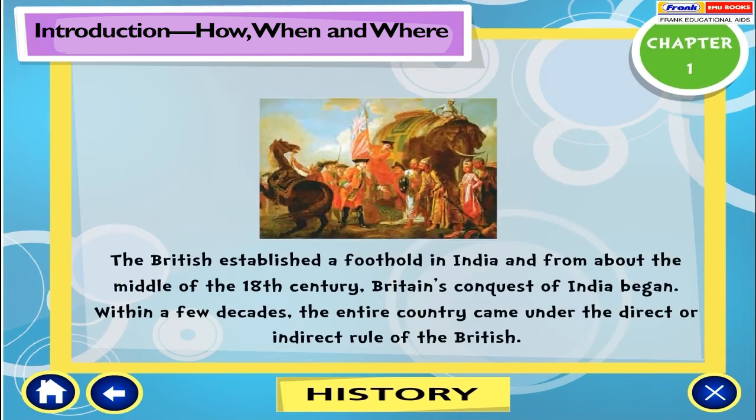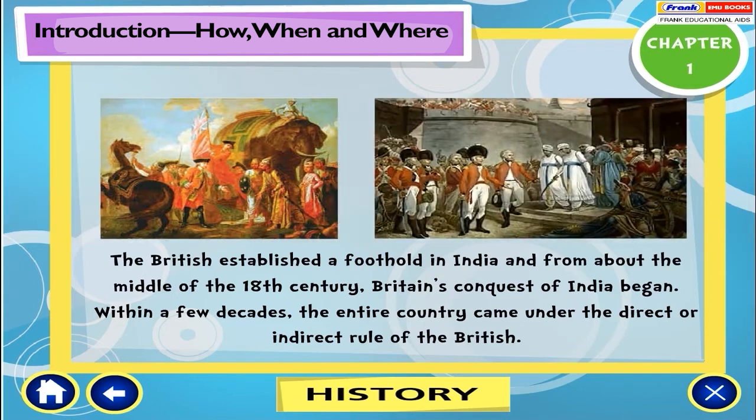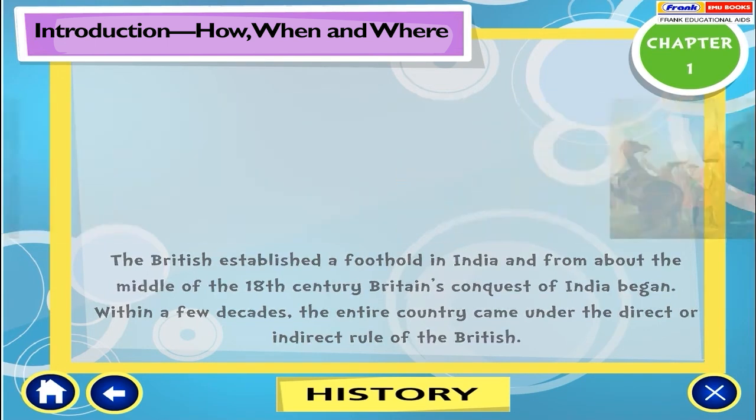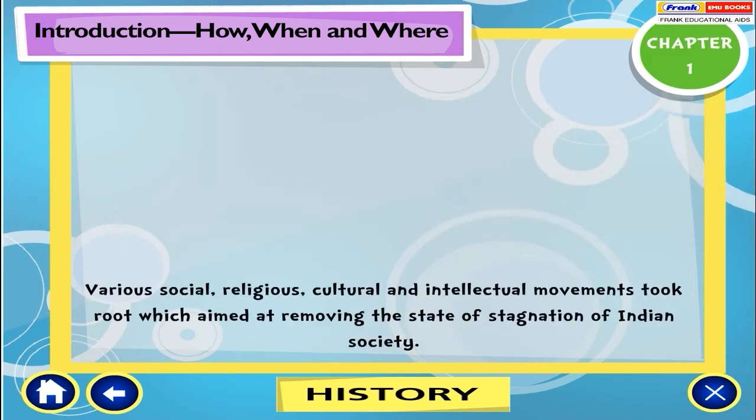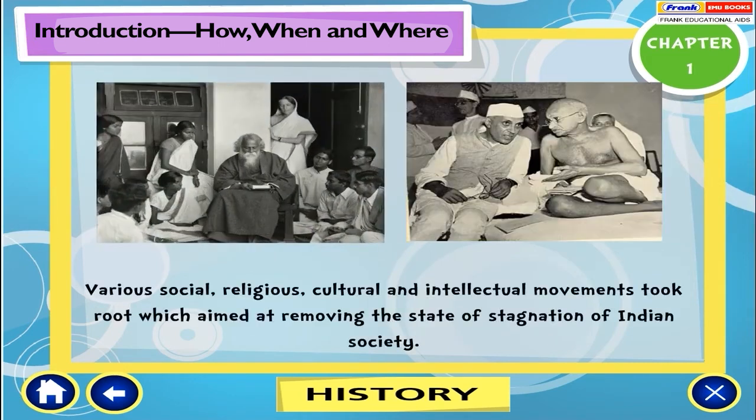The British established a foothold in India, and from about the middle of the 18th century, Britain's conquest of India began. Within a few decades, the entire country came under the direct or indirect rule of the British. Various social, religious, cultural, and intellectual movements took root, which aimed at removing the state of stagnation of Indian society.